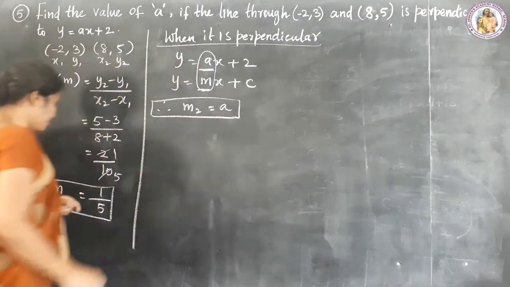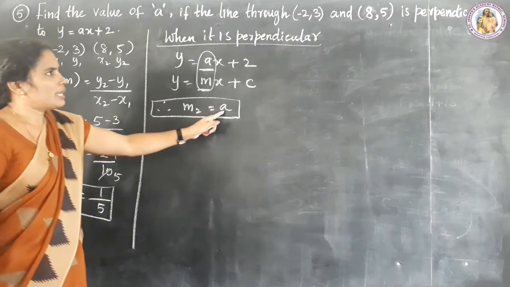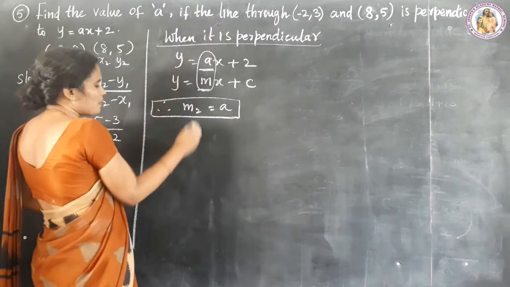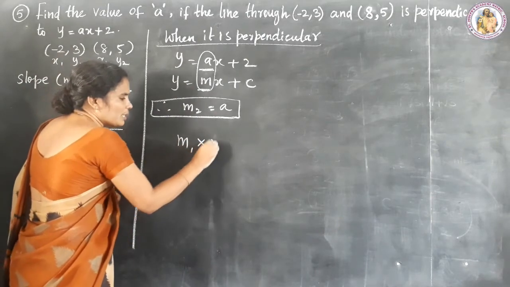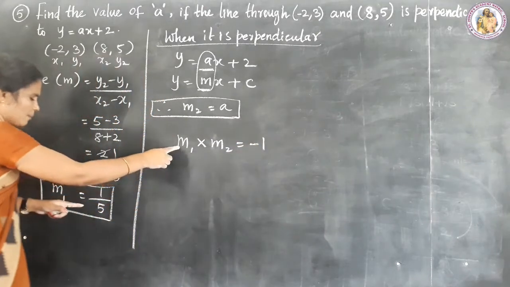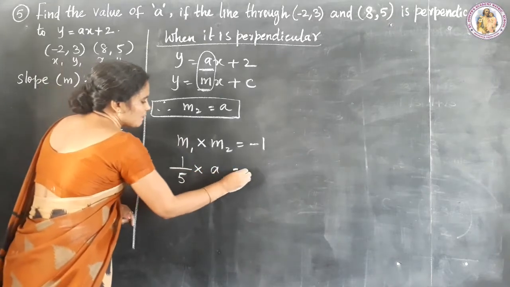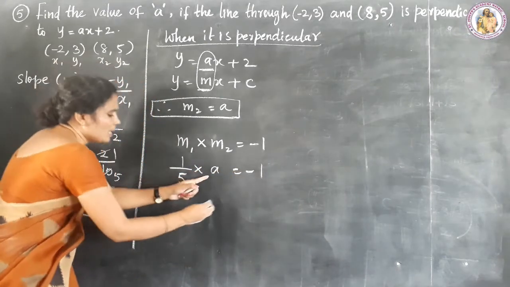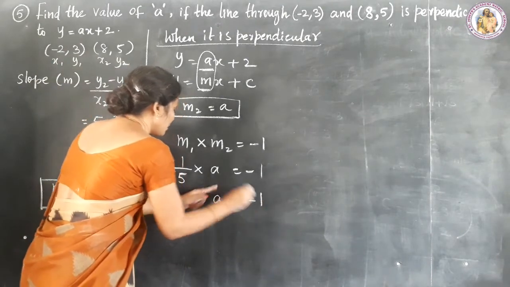So here we have slope m1 is 1 by 5 and m2 is equal to a. And it is perpendicular. So m1 into m2 is equal to minus 1. What is m1? m1 is 1 by 5 and m2 is a, so 1 by 5 into a is equal to minus 1.